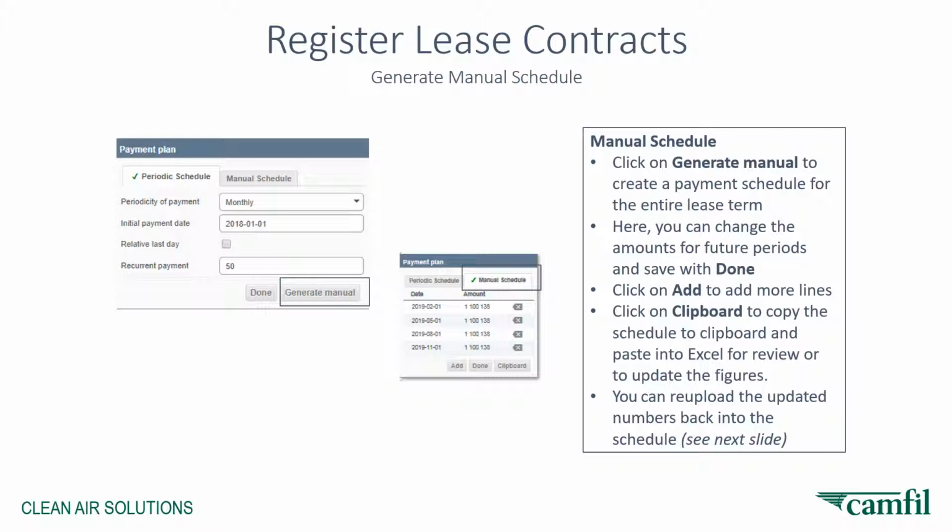I want to briefly go over the manual schedule. This option is good to use if payments fluctuate per month or quarter because it allows you to set a custom payment schedule per contract. You can use this option by clicking on Generate Manual Payment Schedule for the total lease term. Then you will change the amounts for future periods if necessary, and then click Done. You can use Add to generate more lines and select Clipboard to copy and paste into Excel. After you review or update the amounts, you can also re-upload the numbers back into the schedule.